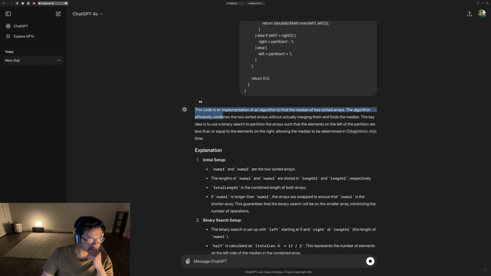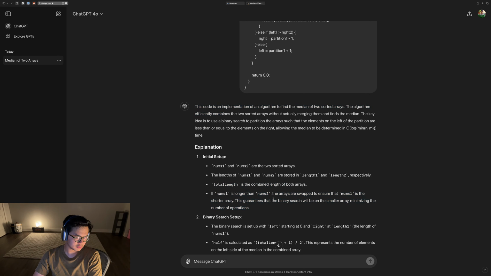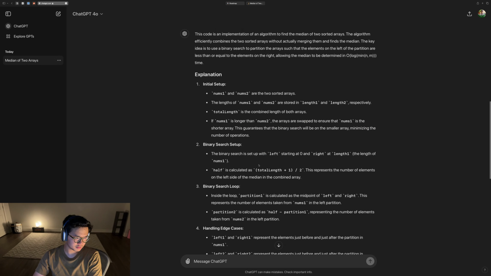This is an implementation of the algorithm to find the median of two arrays. The algorithm efficiently combines two arrays without actually merging them. The key to this idea is to use binary search to partition the arrays such that the elements on the left partition. Initial setup. The binary search is set up with left starting at 0. Half is calculated as total length.